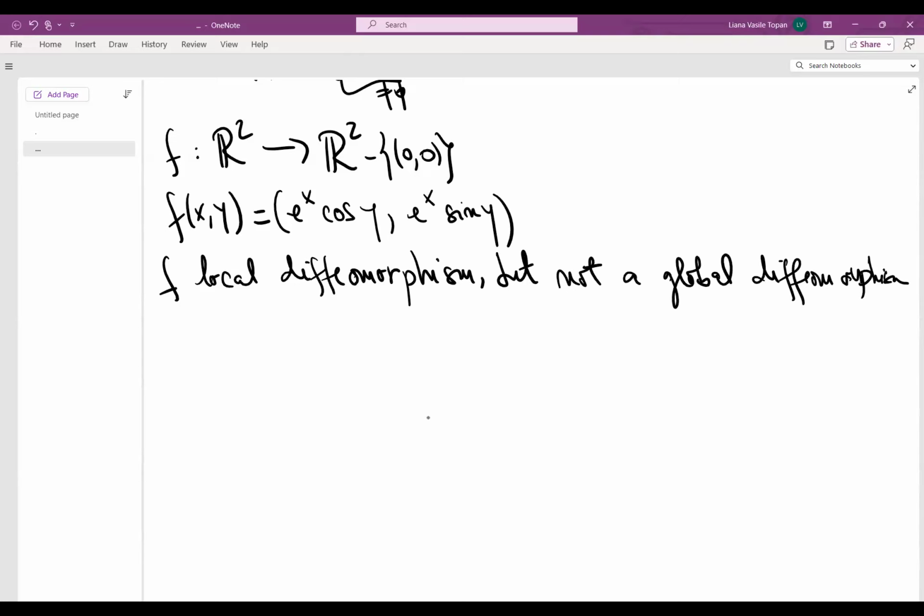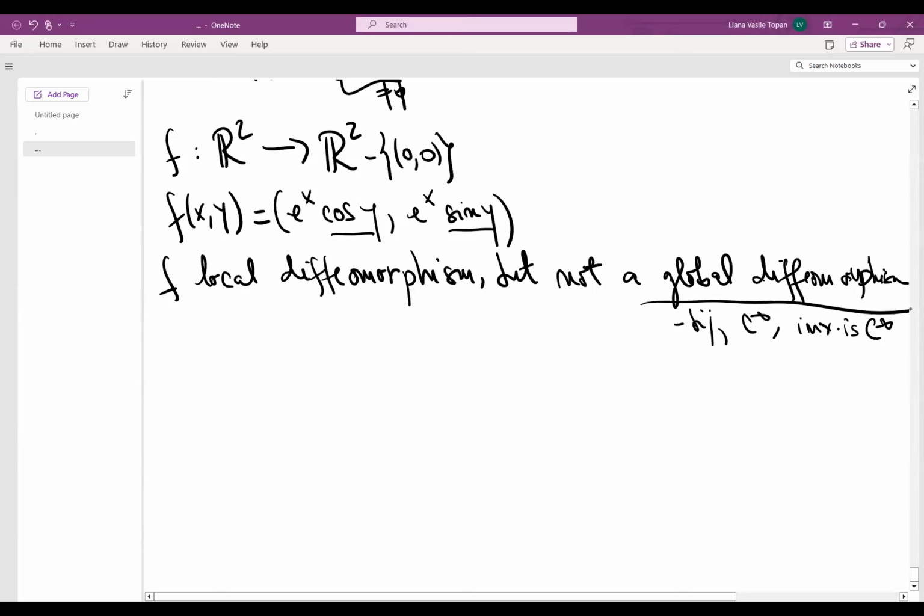All right. So a global diffeomorphism, if you remember from yesterday, means a function which is bijective, smooth, and the inverse is smooth. Now it's clear that our function is not a global diffeomorphism because it's not bijective, right? It's not one-to-one because of these trigonometric functions here. These are periodic functions, so it's clear that this function is not injective, so it's not a global diffeomorphism.